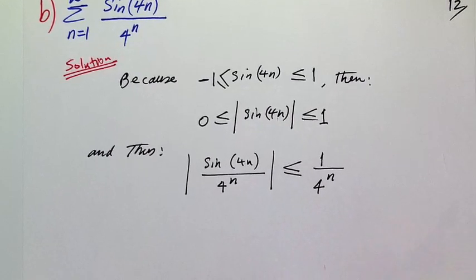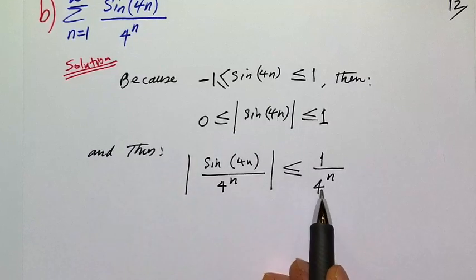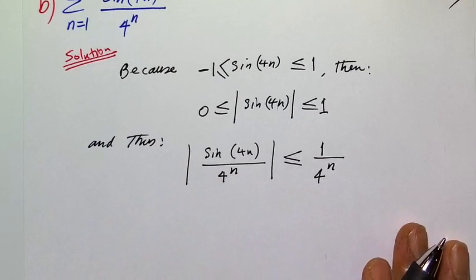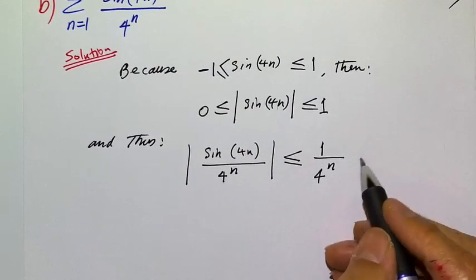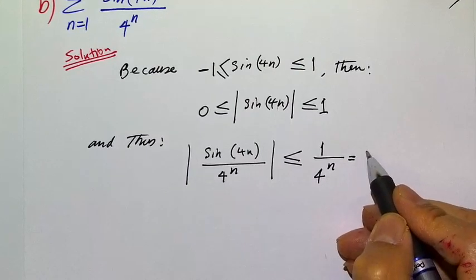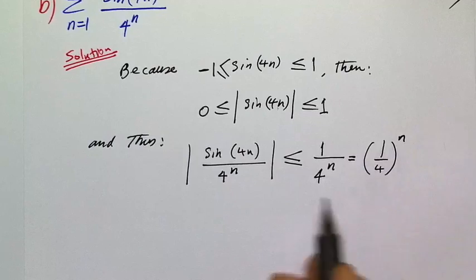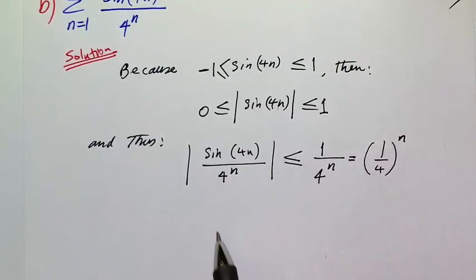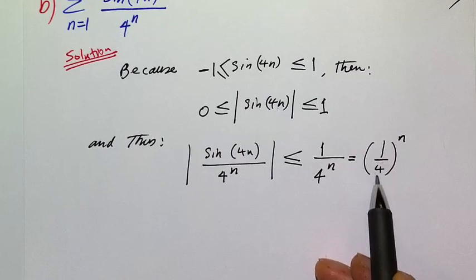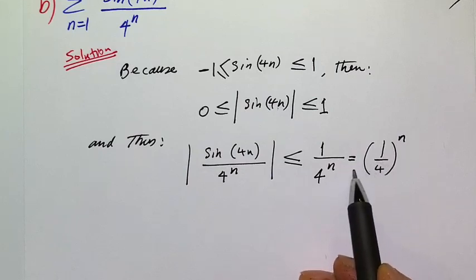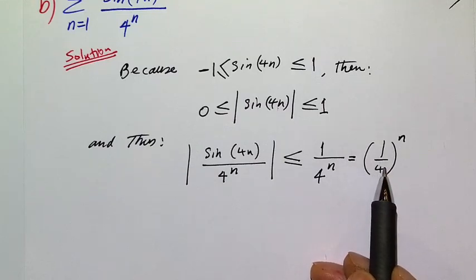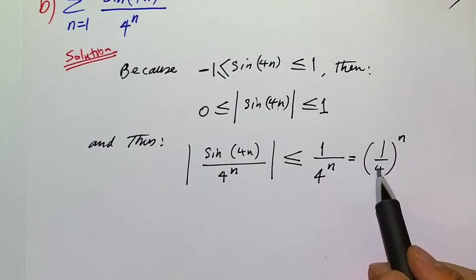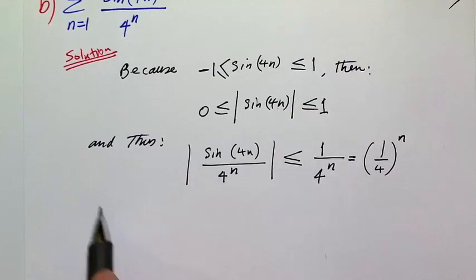Okay, so now because this is a geometric series, right? With the common ratio being less than 1. We can rewrite this as 1 over 4 to the n power, right? Either that or that, makes no difference. But writing it in this way, you can see it's a geometric series when we take the sum, with common ratio 1 over 4, less than 1. And we know these converge. Any geometric series with common ratio less than 1 converges. So let's make a note of that.